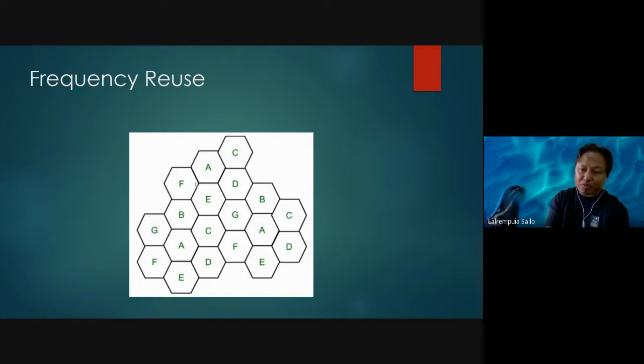So what is the purpose of the cell? The purpose of the cell is that instead of using a very high transmission tower and a very high frequency, the whole of Aizawl city is divided into different cells with a low frequency. Each covers a small cell. Then we can cover different areas using cells, and it also needs to transmit only very low power to cover the small area of a cell. This is the concept of the cell.